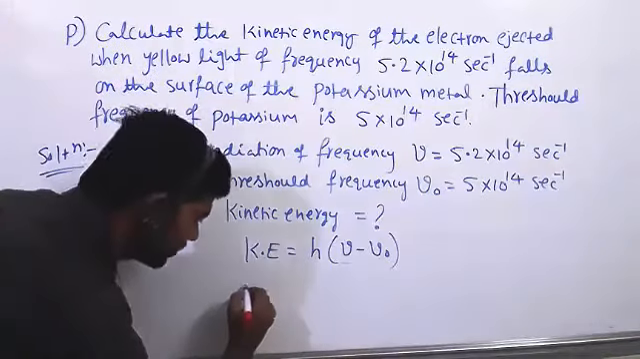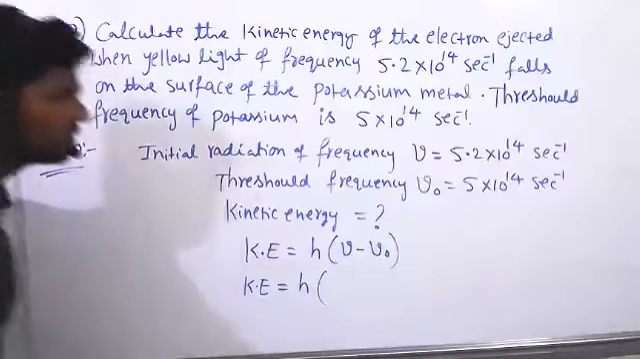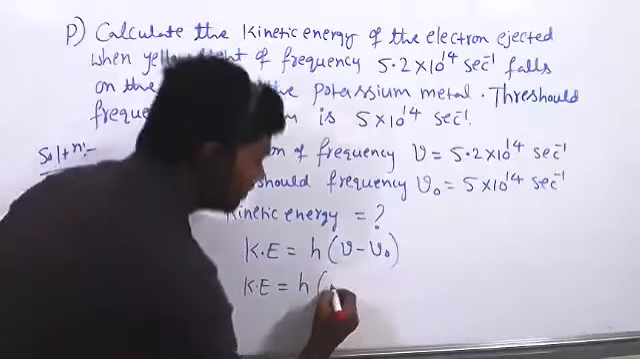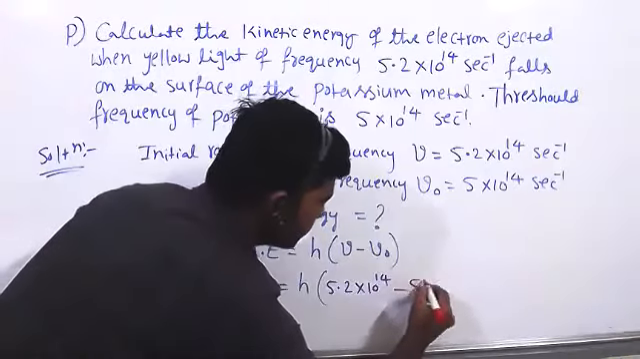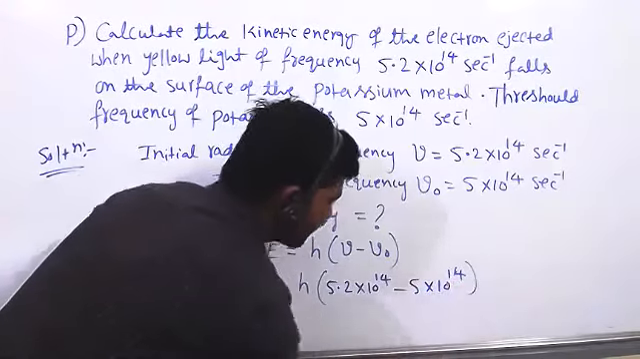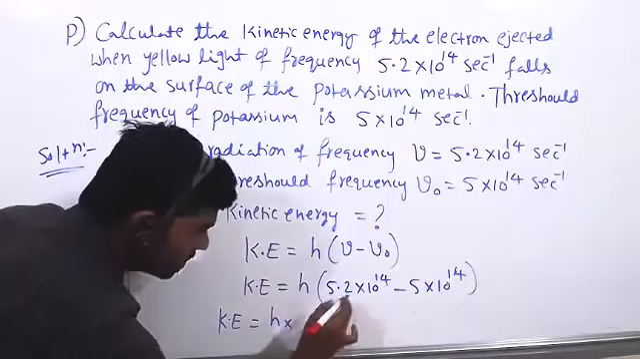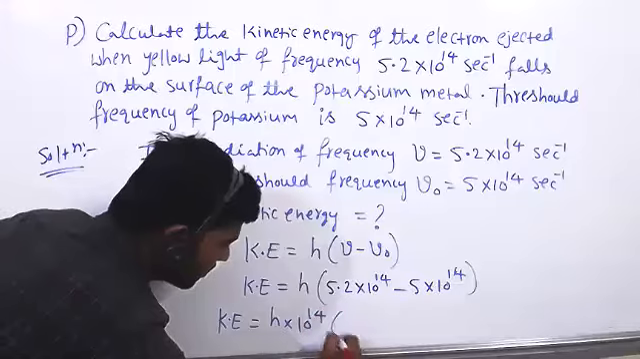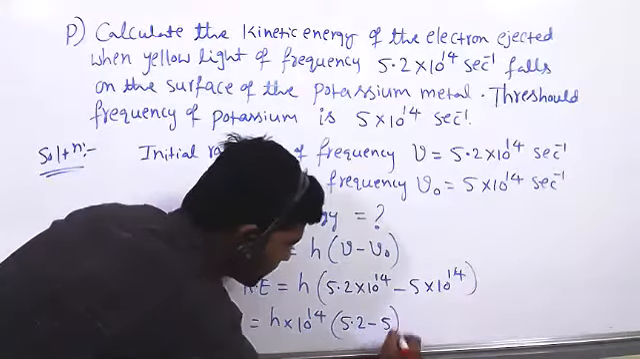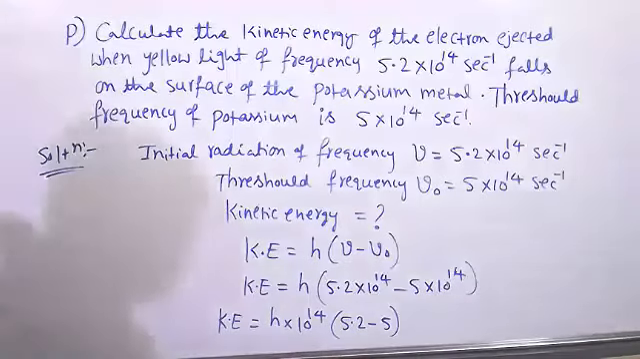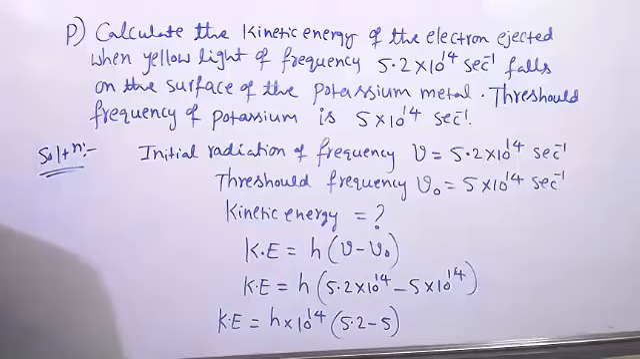KE is equal to h value, later you can write, and nu minus nu zero. Nu is 5.2 into 10 power 14 minus nu zero, 5 into 10 power 14. Now kinetic energy is equal to h into, take 10 power 14 common, 5.2 minus 5, which is 0.2. Next step, note that down. Right till here? Done, sir.